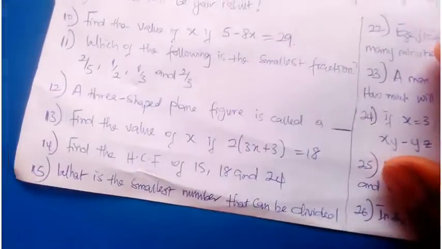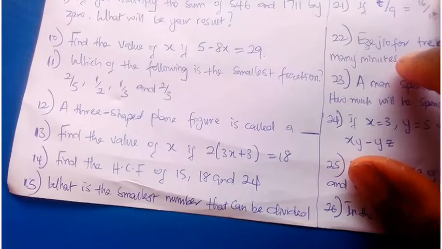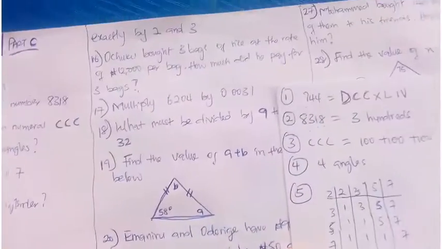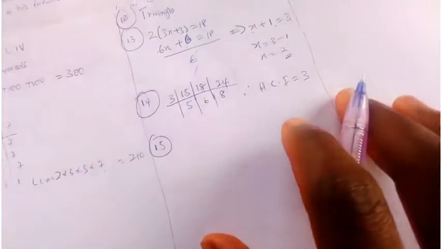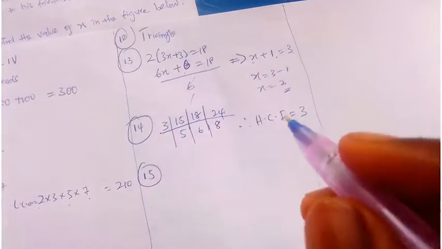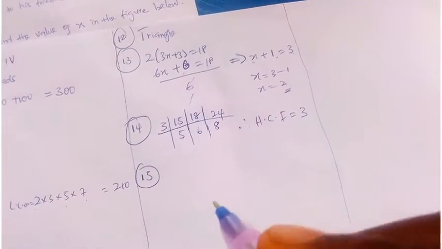Number 15 question says, what is the smallest number that can be divided by 2 and 3? What is the smallest number that can be divided by 2 and 3? If I say divide 6 by 2, it means 6 over 2.